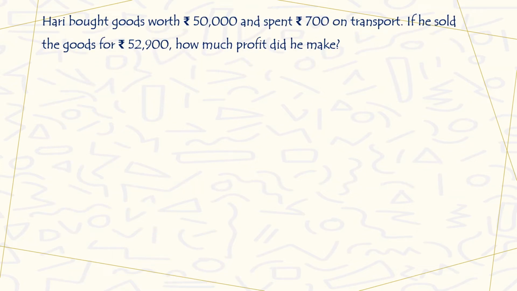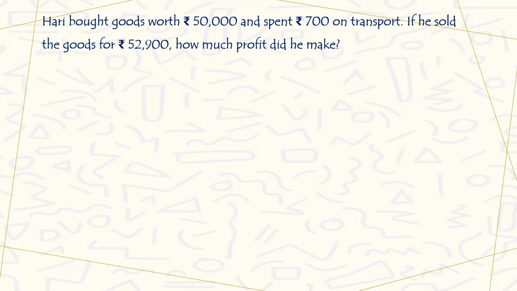Hari bought goods worth rupees 50,000 and spent 700 on transport. He has purchased goods of rupees 50,000 and plus he had spent 700 rupees on the transportation of that good. If he sold the goods for rupees 52,900, how much profit did he make? So it is very simple. Here we all know that you have to add the cost price and the expenditure that was done on the goods. So that will be the total cost price.